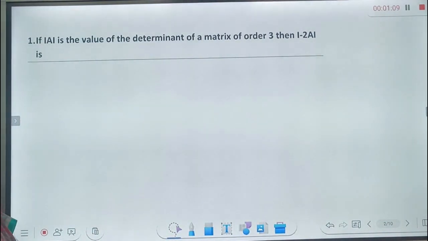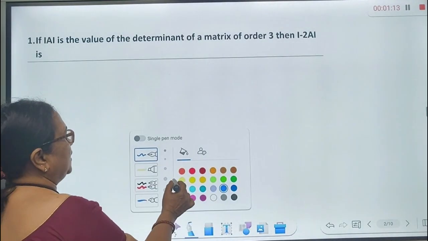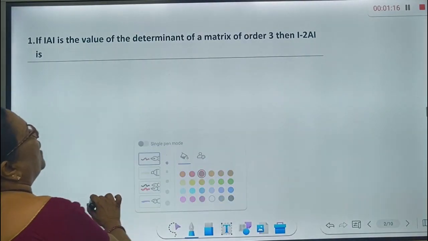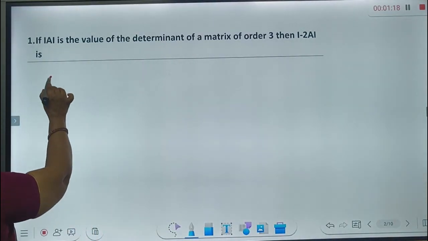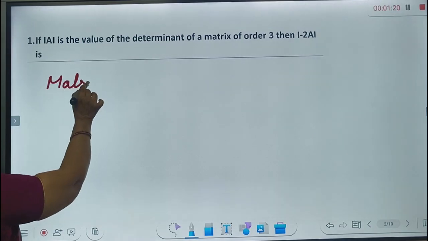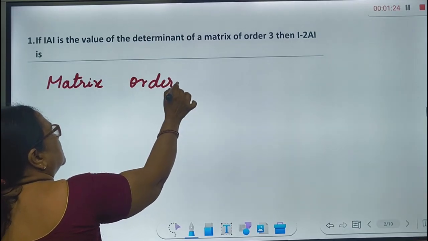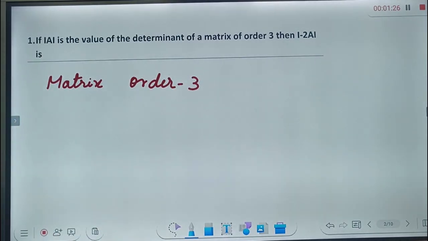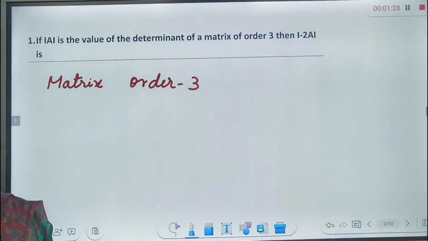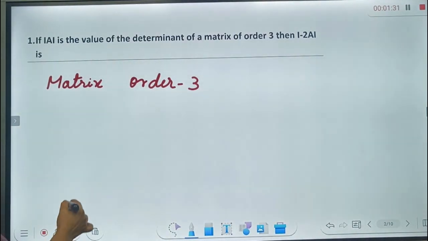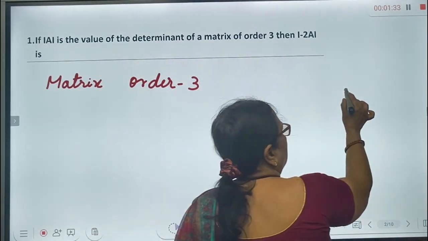Look at the first problem. Determinant A is the value of the determinant of a matrix of order 3. You have to find the determinant value of minus 2A. So suppose you have any matrix of order 3.